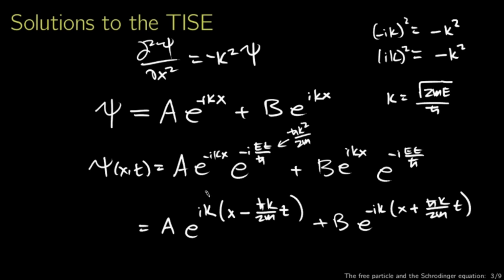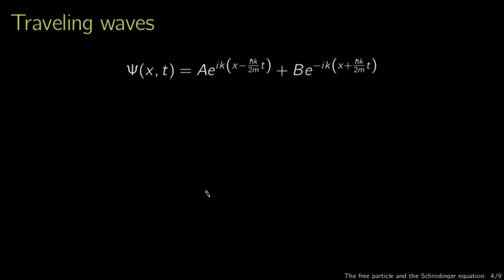And these solutions are traveling waves. You can think about this as a traveling wave in the context of looking at this as a complex number. If I look at e to the ikx, for instance, as a function of x, you know what that does in the complex plane? It just rotates around in the complex plane.